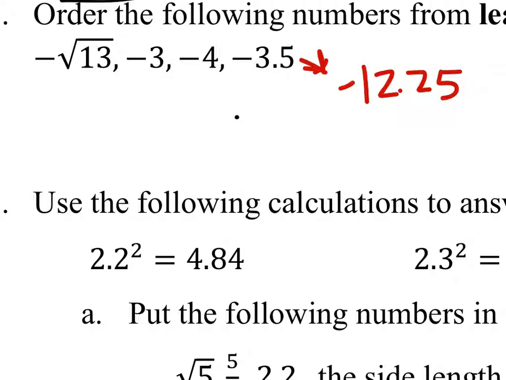The negative square root of 13, if we squared the square root of 13, would give us negative 13. If we took that 3 and squared it, it would be 9, but again it's negative, so negative 9. And then 4 squared would be 16, but again we keep it negative, so negative 16.